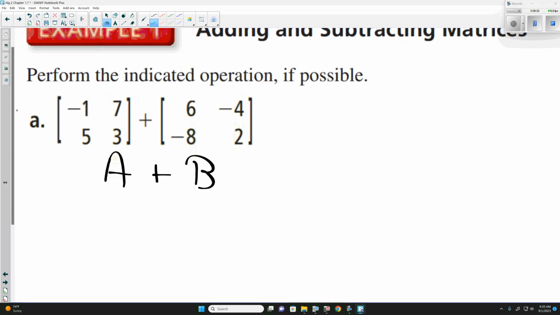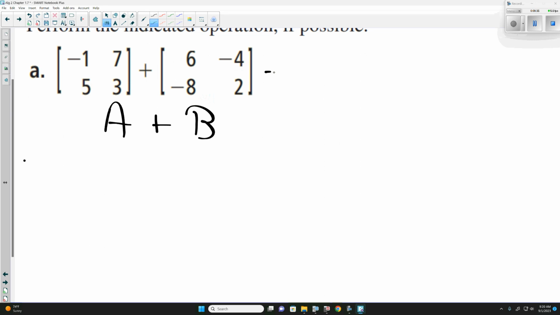Well, if we did the operation here, negative 1 plus 6 is 5. 7 plus negative 4 is, indeed, 3. 5 minus 8 is negative 3. And 3 plus 2 is 5.